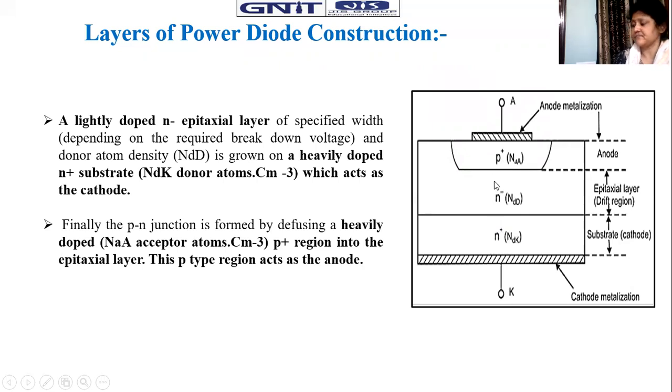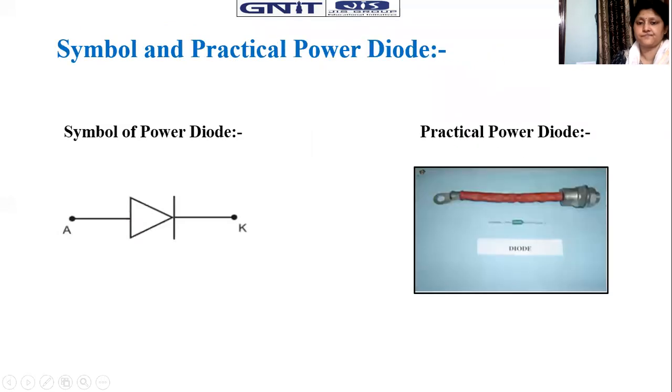Now, what is the symbolic representation? It is the same as the normal diode symbol. We have the anode and cathode terminals, and this one is the P side and this is the N side. And this is what the practical diode looks like. This is the practical power diode that we utilize in our lab or for any commercial purpose.